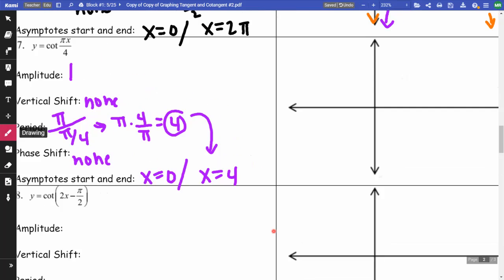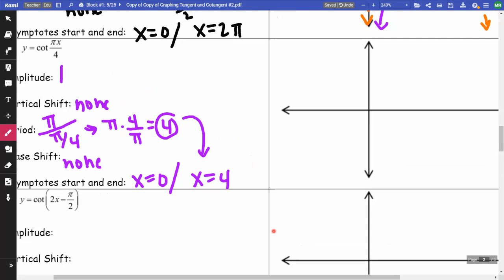So I'm going to start at 0, 1, 2, 3, 4, 5. And I'm going to end at 4. And I'm going to go up to 1 and down to -1. And so I have an asymptote here at x equals 0. I have an asymptote here at x equals 4.